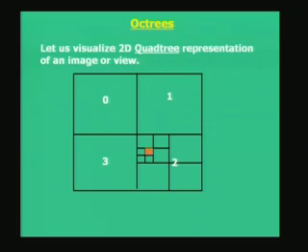So, that brings us to the end of the discussion of boundary representation. We will now start to discuss a new concept of octrees. Before discussing the octree representation of solid objects, let us try to visualize a 2D quadtree representation of an image or a view.